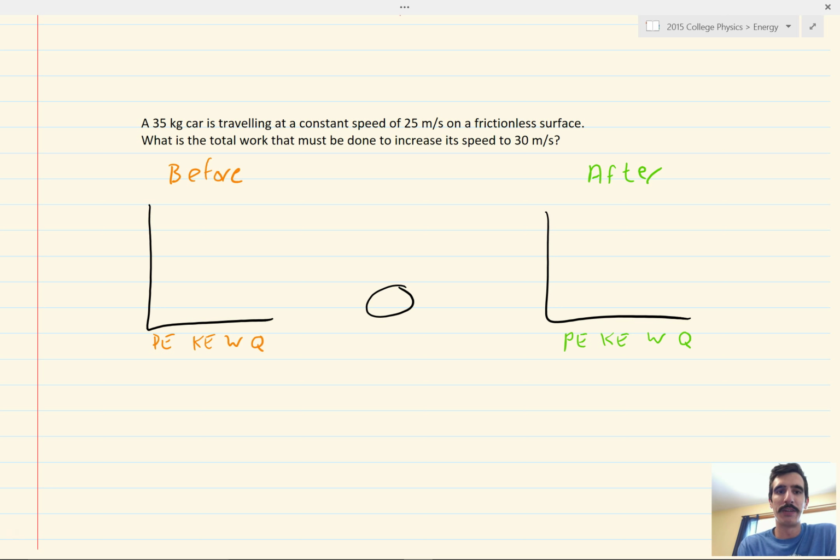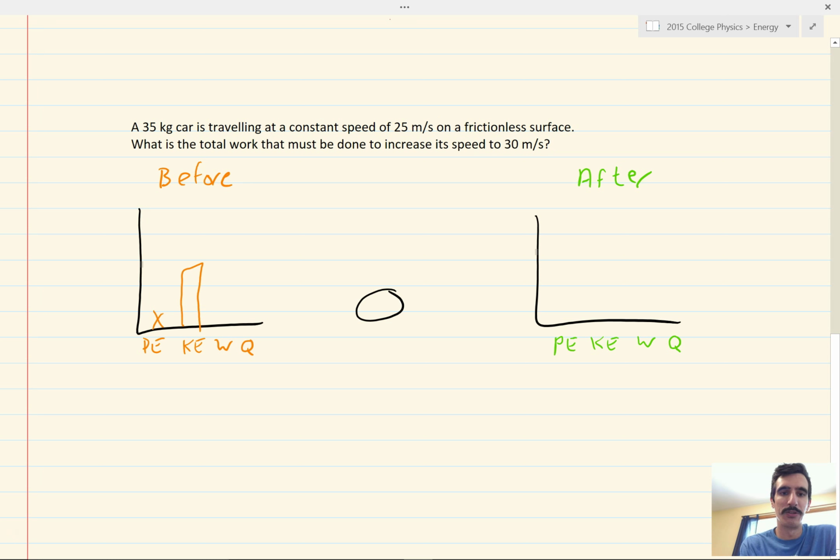Okay, so we have a 35-kilogram car traveling at a constant speed of 25 meters per second. Well, that means it has kinetic energy because it's moving. No potential. What is the total work that must be done to increase its speed to 30 meters per second? So we also have to do work to it, no internal, to increase its speed. So the work is before. After, no potential. It's increased its speed, so it's increased kinetic energy. No work, no internal.